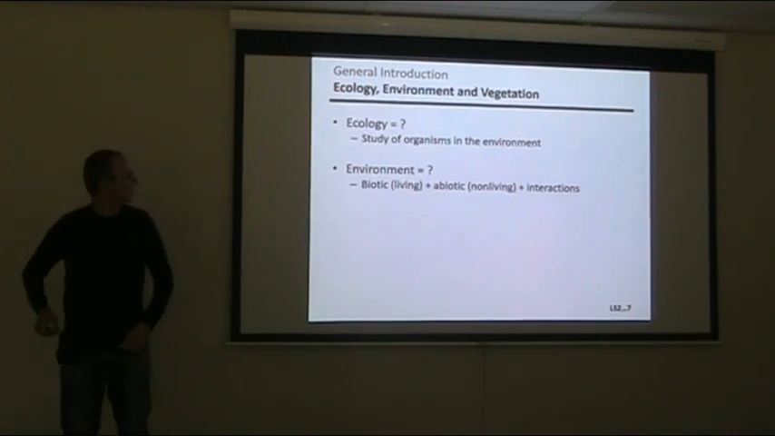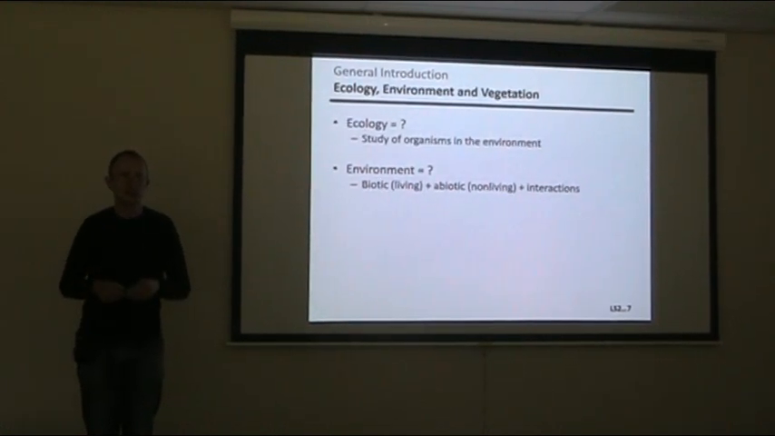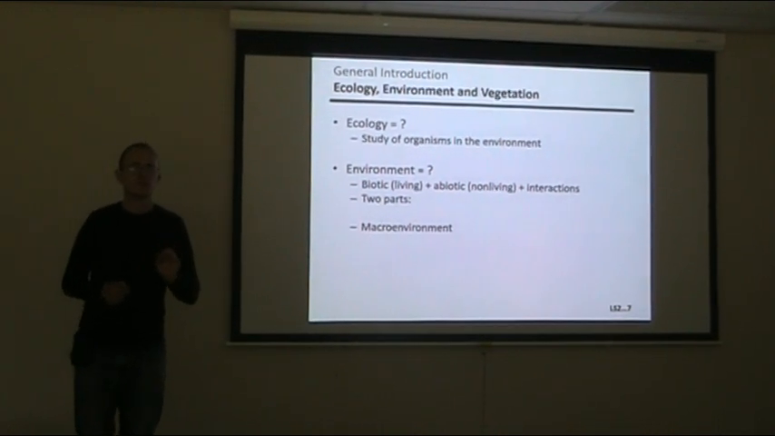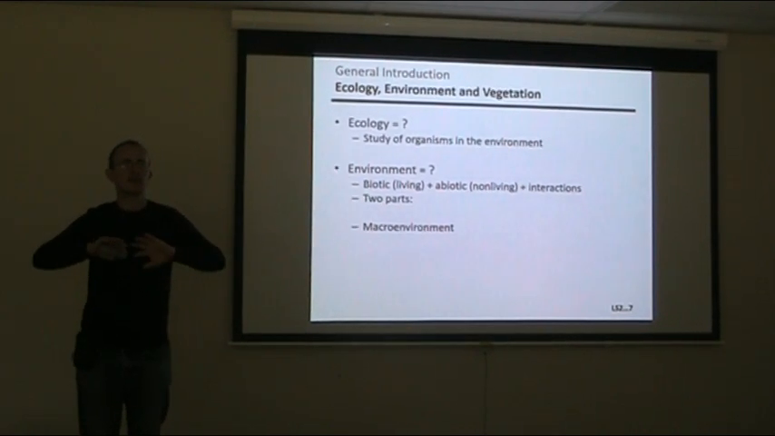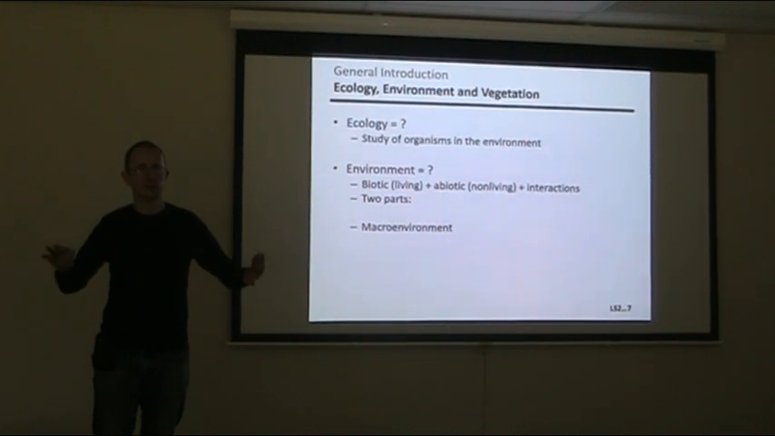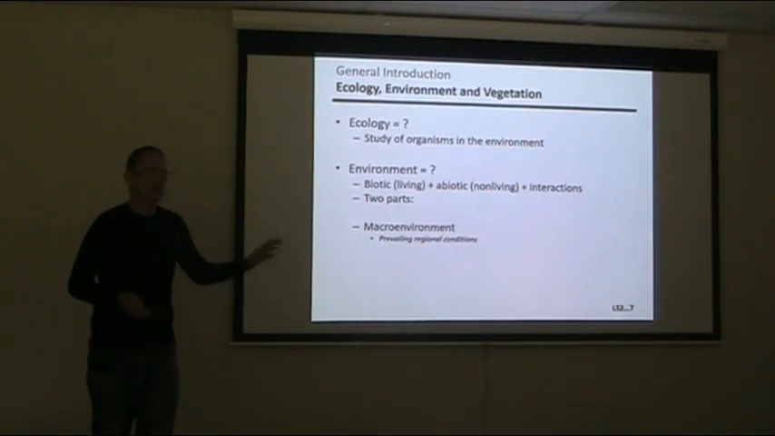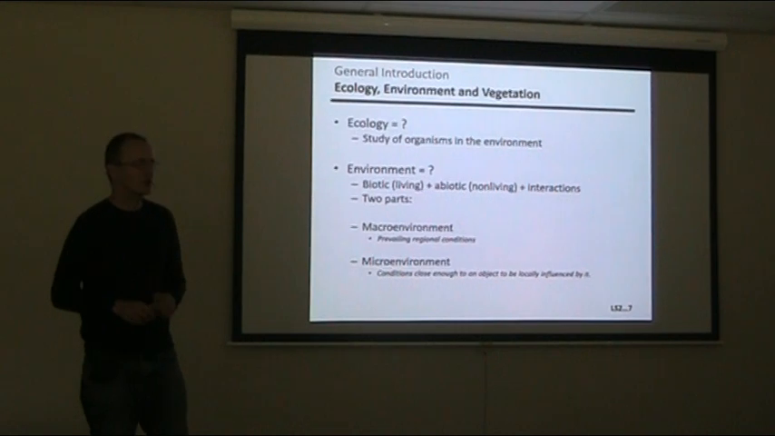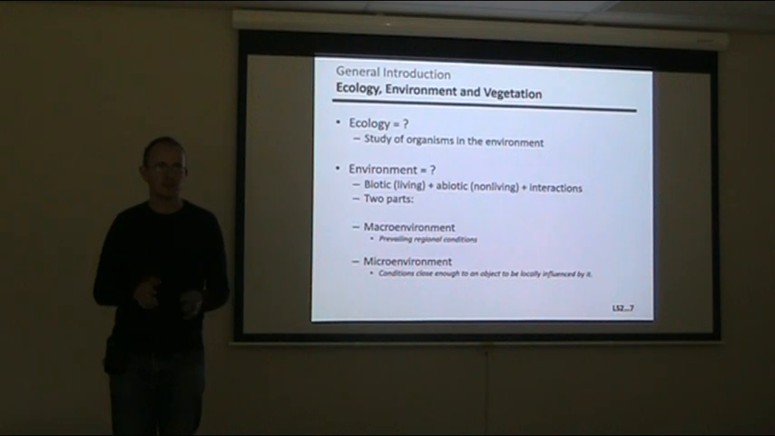That is the biotic component and the abiotic component. That's what I was saying. That is the environment. Okay. And there are two ways to think of the environment, and I'm making a very, very coarse break between them: the macro environment and the micro environment. So the macro environment is prevailing regional conditions, whereas the micro environment is something that's happening locally that affects the environment quite substantially.